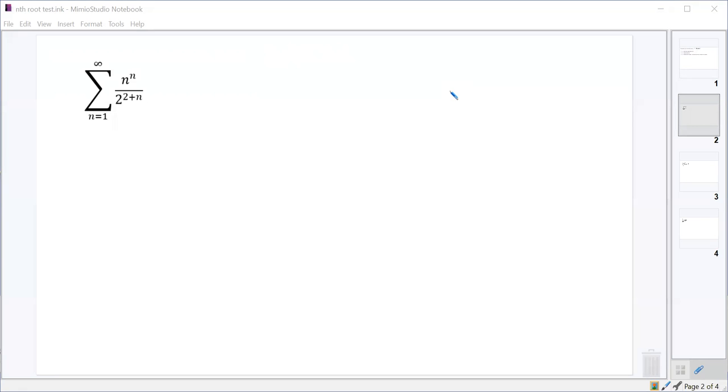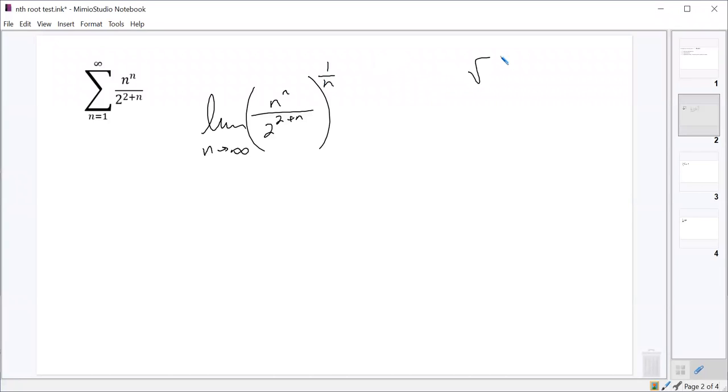So what we will then do is look at the limit as n approaches infinity of n to the n over 2 to the 2 plus n, and we'll take the nth root of that. Taking an nth root is like raising it to a power of 1 over n, right? The nth root of x is the same as x to the 1 over n. And so oftentimes it might be a little easier to look at it like this, with the 1 over n as a power. And what happens to a fraction when you raise it to a power? You have to apply that power to both the numerator and the denominator, right? And so what is n to the n to the 1 over n?